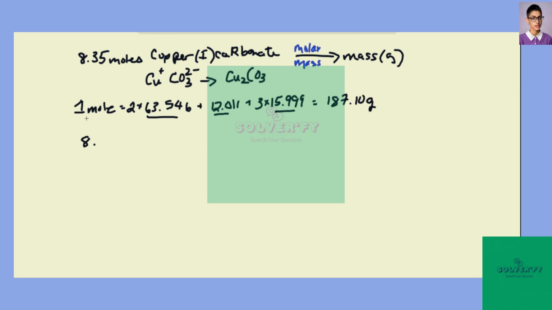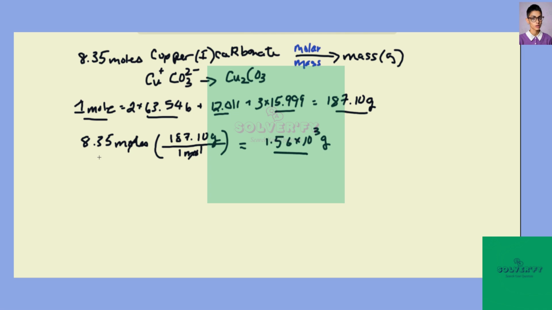So using this relationship, the molar mass, if we have 8.35 moles, we can change it to grams by multiplying by the molar mass. So we multiply 8.35 times 187.10, for a total mass of 1.56 times 10 to the third grams. So 8.35 moles is equal to 1.56 times 10 to the third grams.